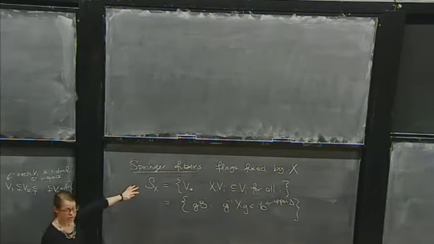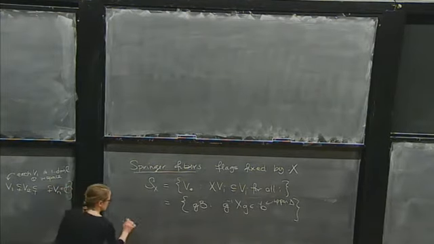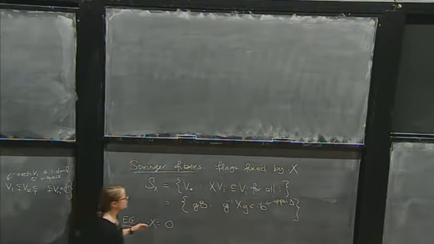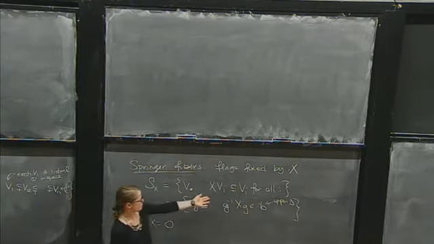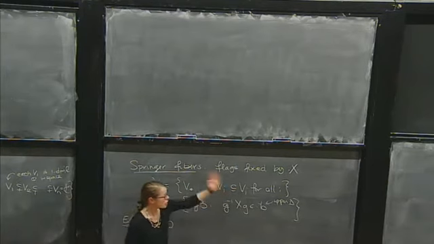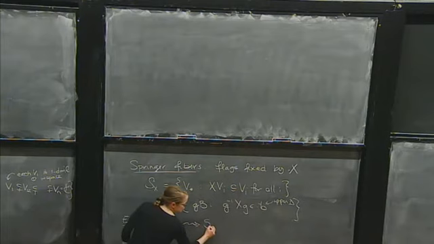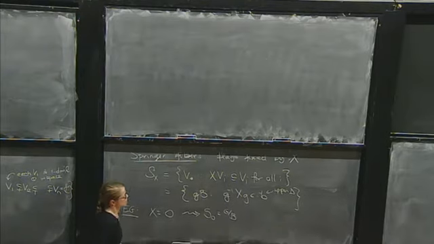That means, in principle, that if we change x, this should change also. So, for instance, let's just walk through this in a couple of cases. If I pick x to be 0, then 0 sends everything to 0, which is always inside the vector subspace. So the Springer fiber associated to 0 is the full flag variety.